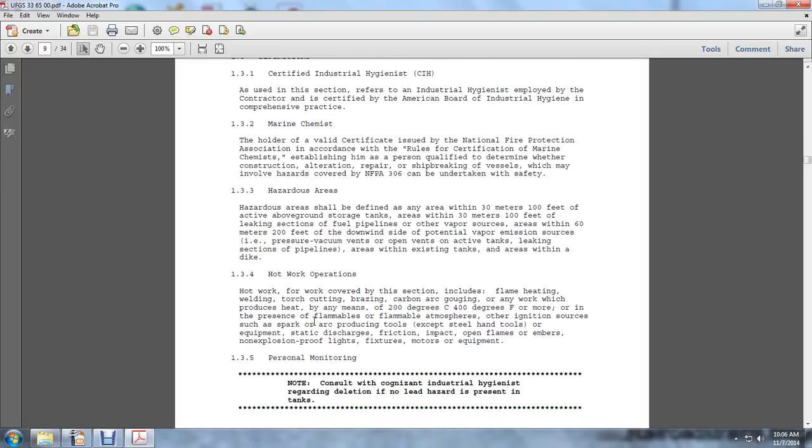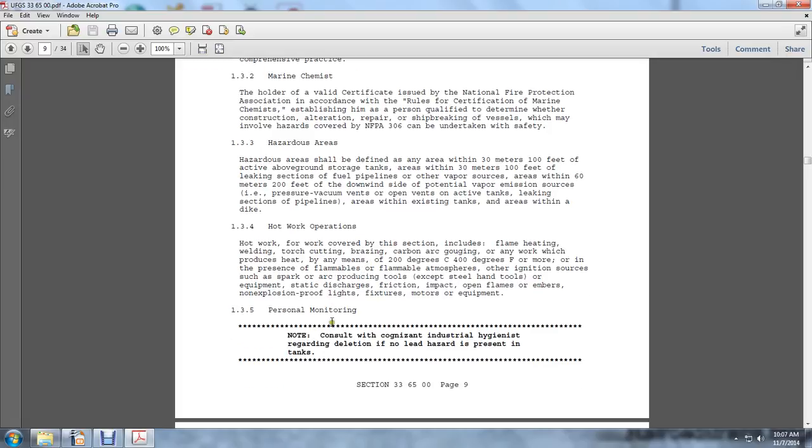1.3.4 Hot Work Operations. Hot work operations covered by this section include flame heating and welding, torch cutting and brazing, and carbon arc gouging. Hot work is any work that produces heat of 200 degrees Celsius (400 degrees Fahrenheit) or more in the presence of flammables or flammable atmospheres, or other ignition sources such as spark-producing tools except for steel tools or other non-sparking equipment, static discharge, friction and impact, other flames or embers, and non-explosion-proof lights, fixtures, motors or equipment.